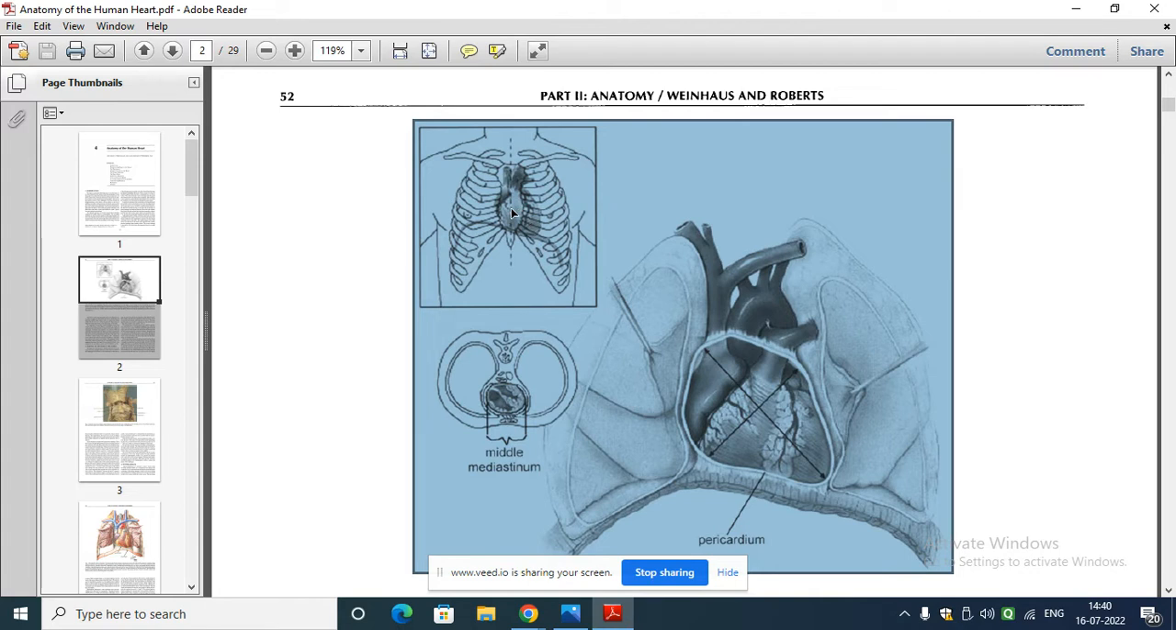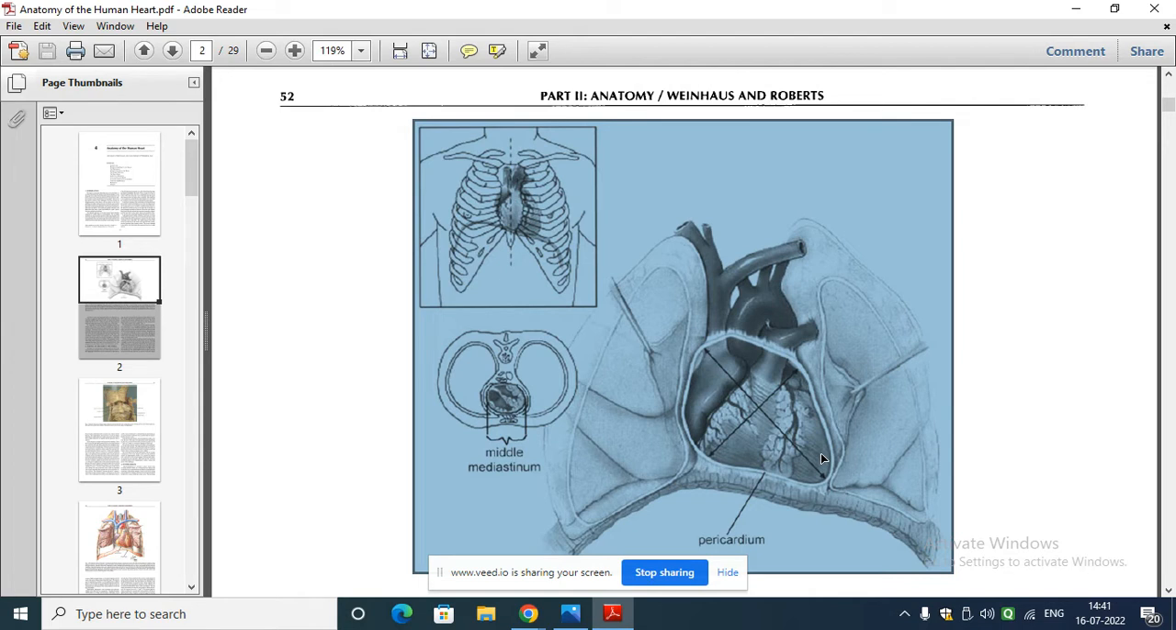First I will explain to you about the apex of the heart. The apex of the heart is formed entirely by the left ventricle and is directed downwards, forwards and to the left, overlapped by the anterior border of the left lung. You can see this anterior border and the left lung, and this is the apex. This is the border of the lung, okay?